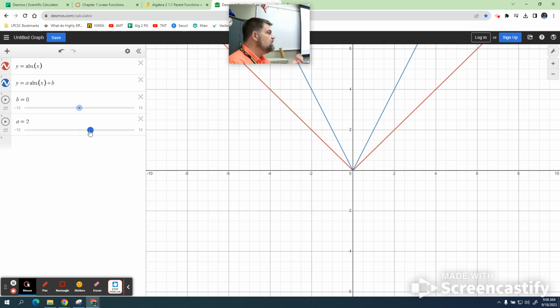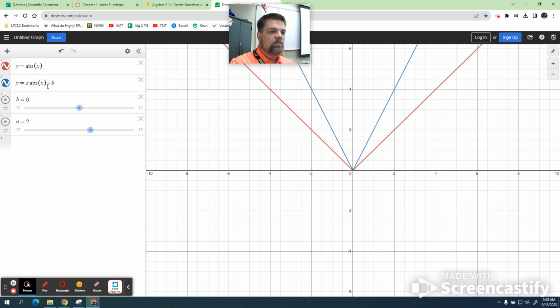Okay? Technically what it does is it stretches it vertically. And I want you to think about that. The original y values are going to be multiplied by a factor of 2. So those y values will increase quicker. That's why it's like a vertical stretch, okay?